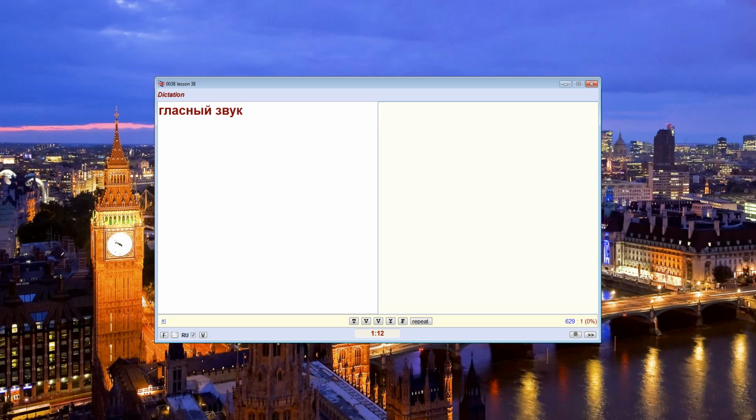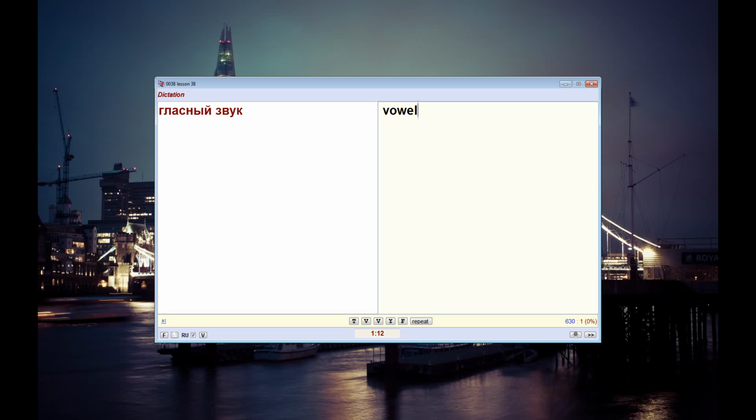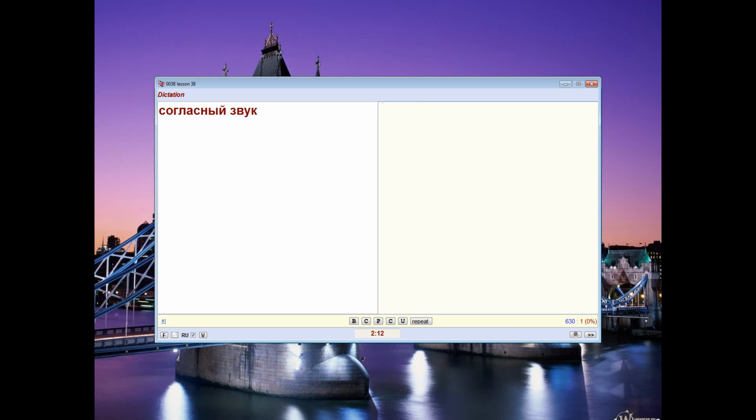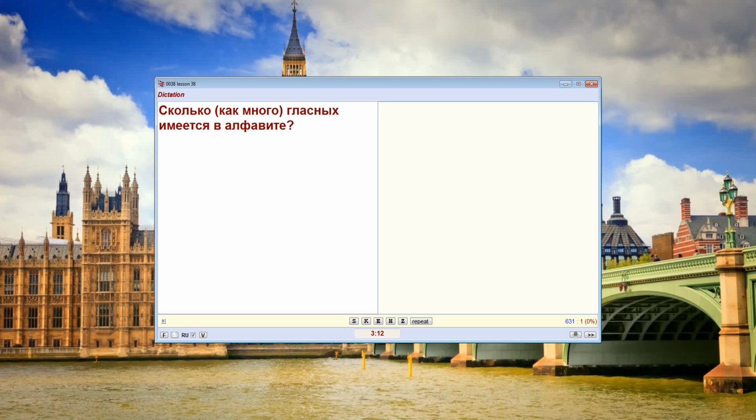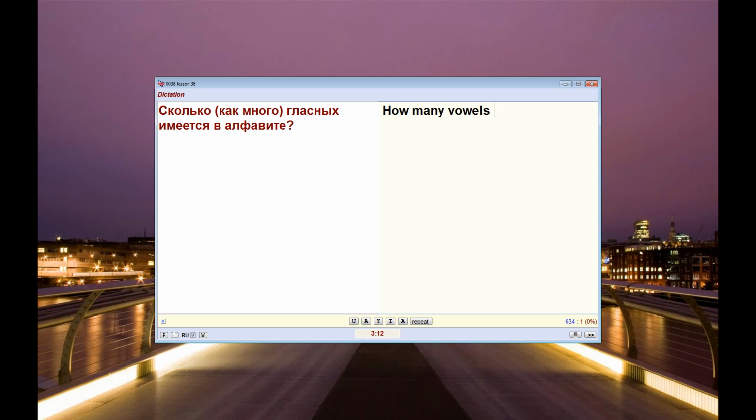Vowel. Consonant. How many vowels are there in the alphabet?